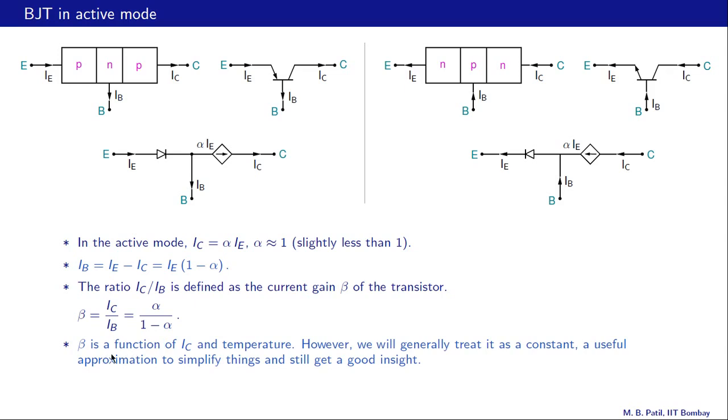And in general, beta is a function of IC and also temperature. In our studies, we will generally treat that as a constant, and it is a useful approximation to simplify things and still get a reasonably good insight in the circuit operation. So this complication definitely should be taken into account when we design circuits for a wide temperature range, for example. But in our examples, we will say that the temperature is constant, usually the room temperature, and we will treat beta as just a constant number.